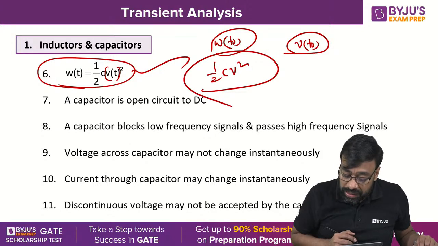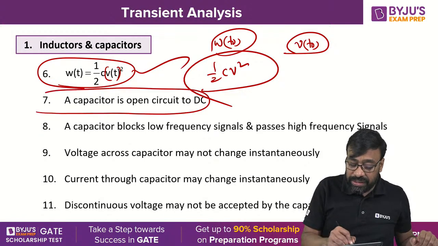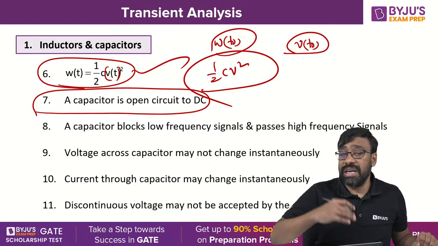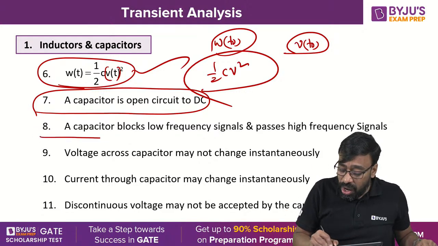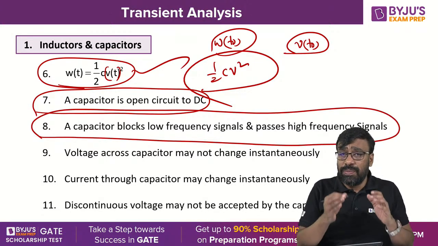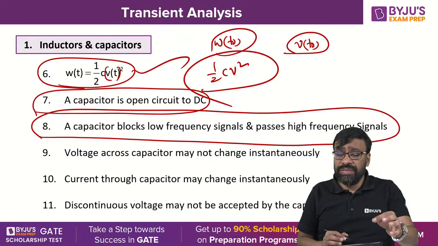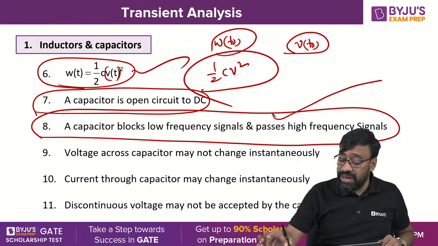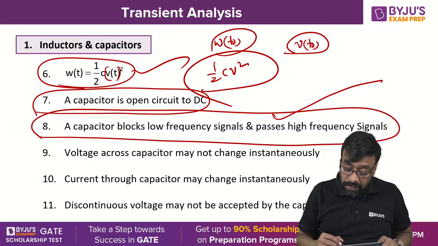Now, the important property is that a capacitor is open circuit to DC. When DC is given, the capacitor acts like an open circuit. A capacitor blocks low frequency signals because open circuit means blocking. DC is a low frequency signal. A capacitor blocks low frequency signals and passes high frequency signals. That is why we use capacitors in filters.